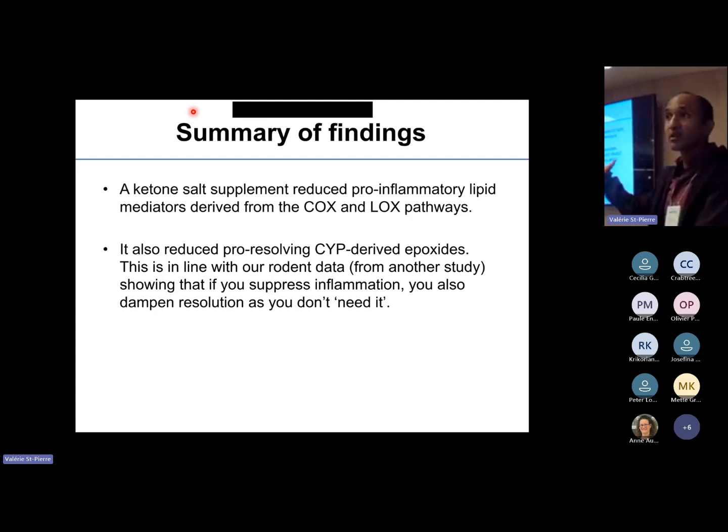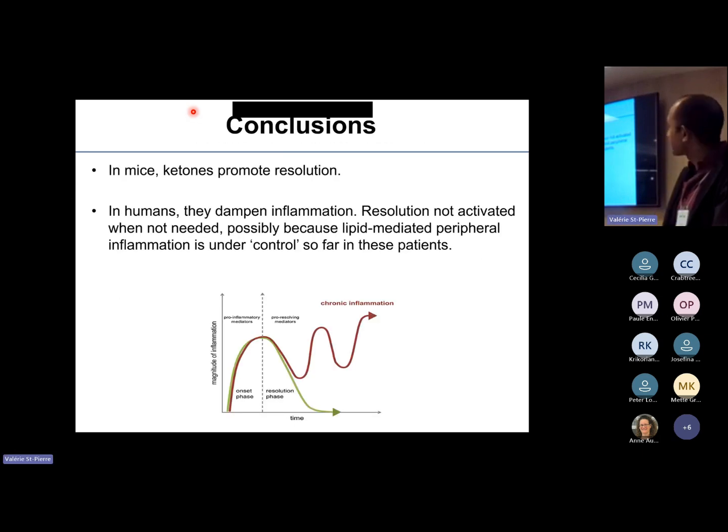What else targets cyclooxygenase, by the way? Aspirin, right? Ibuprofen. So you're having an ibuprofen- or aspirin-like effect, which is pretty cool. And the reason it reduced pro-resolving epoxides is in line with the recent rodent study we just finished, showing that if you suppress inflammation, you also dampen resolution. The reason is that you don't need it. If you don't activate inflammation, you don't need resolution.